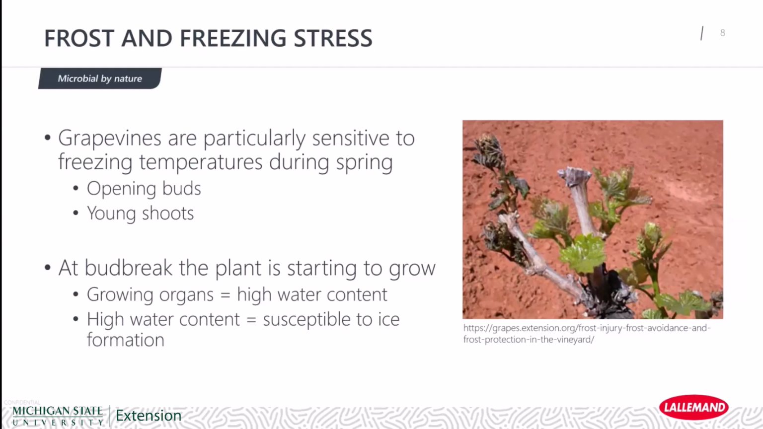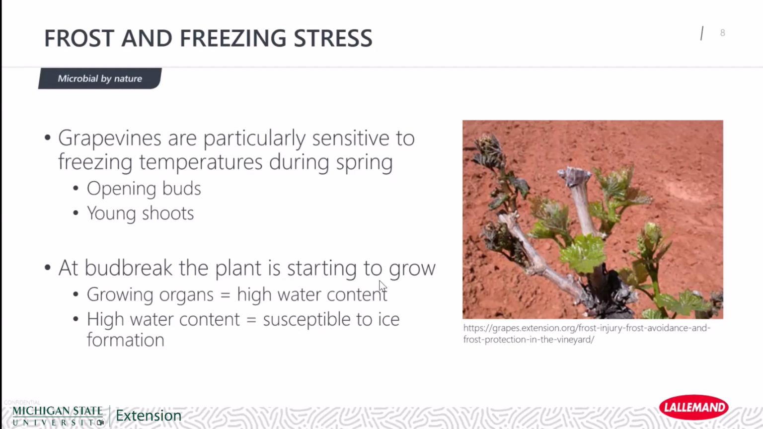So every frost isn't going to kill the plant. It would stand to reason that certain growth stages are going to be more susceptible to frost and freezing. And those growth stages tend to be when you have growing organs because of the high water content of those organs. So really the thought process should be growing organs mean a high water content. A high water content, unfortunately, means that they're susceptible to that water moving out of the cells, depositing between your cells, and getting ice formation.